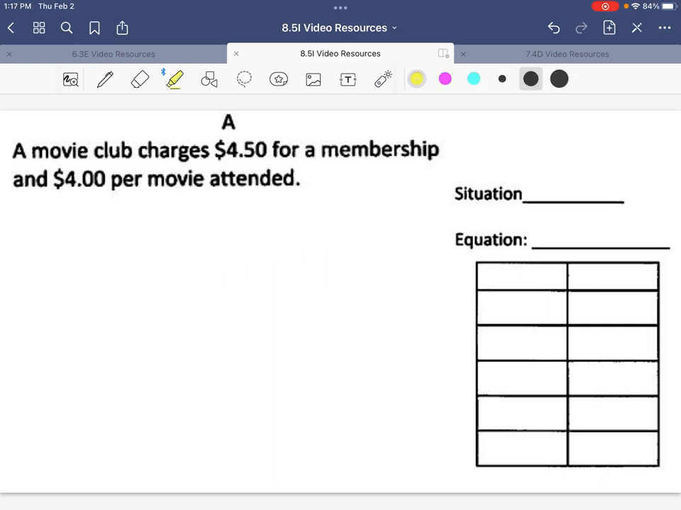So as I'm reading this, I see that this $4.50 membership, I only pay that one time. That is a one-time payment. And then this $4 per movie, well, that's the rate it's changing every time I add on a movie. So every movie I add $4 more. So that's our rate of change, which we also know is our slope.